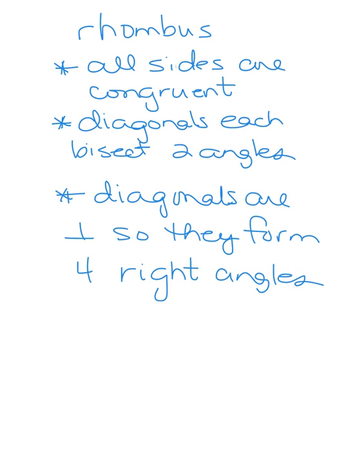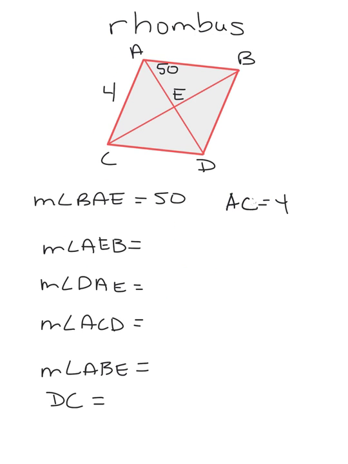In addition to that, we know that all sides are congruent in a rhombus. Now let's use those properties in identifying different angles and segments of this rhombus. So we have given that the measure of angle BAE is 50 degrees, and the side there, segment AC, is 4. So let's see what we can label from there.